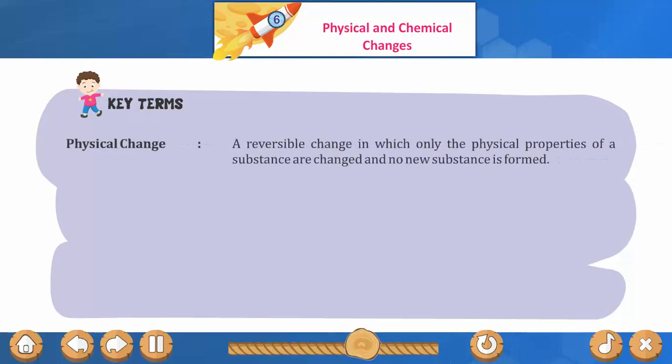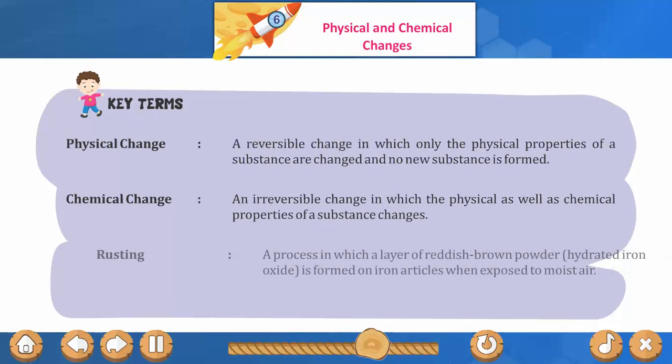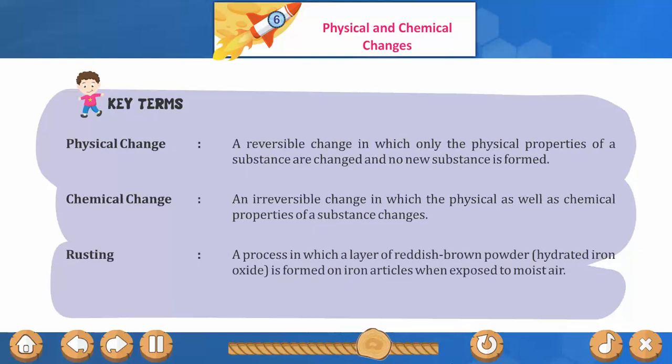Key terms: physical change, a reversible change in which only the physical properties of a substance are changed and no new substance is formed. Chemical change, an irreversible change in which the physical as well as chemical properties of a substance change. Rusting, the process in which a layer of reddish brown powder, hydrated iron oxide, is formed on iron articles when exposed to moist air.